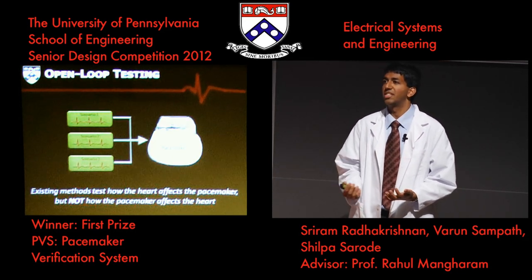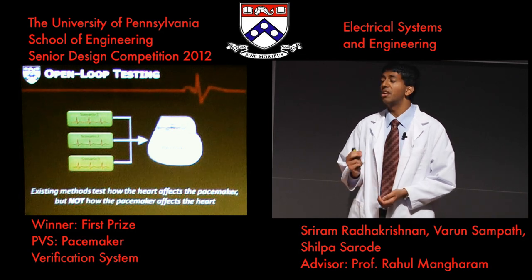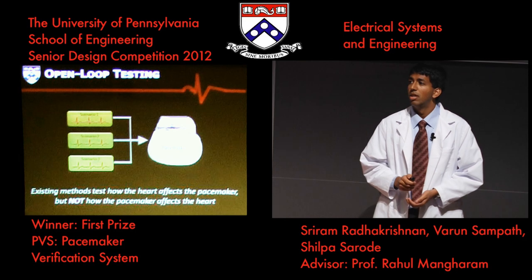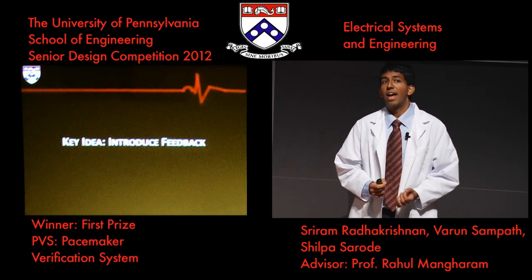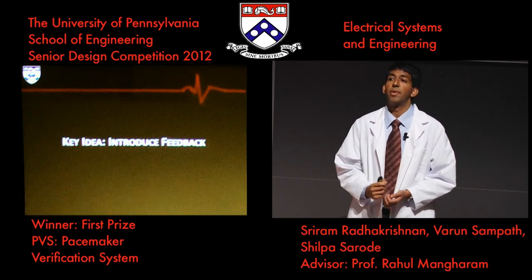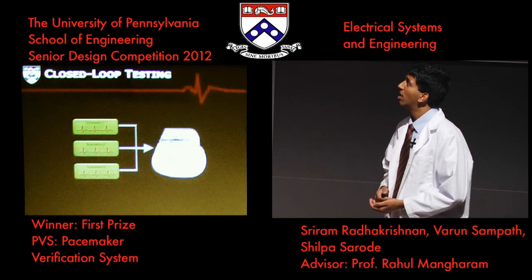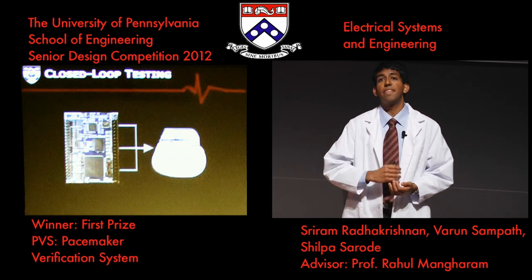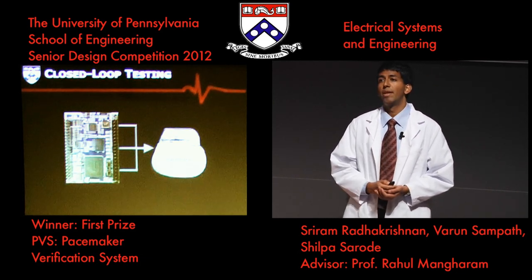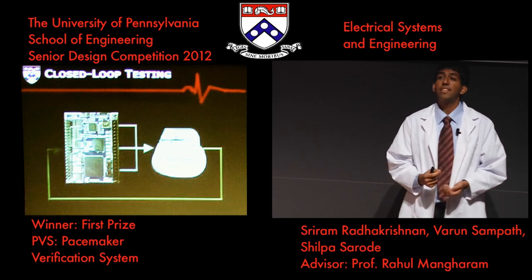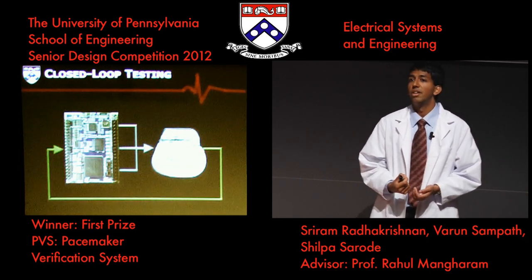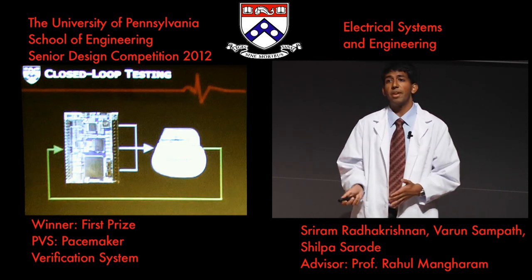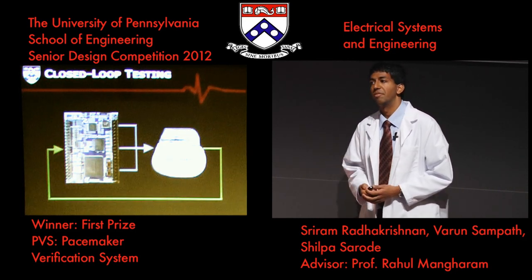So how do we catch, for example, a problem where the pacemaker incorrectly paces the heart, incorrectly puts the heart into an unsafe state? The key idea here is to introduce feedback. We want to see exactly how the pacemaker affects the heart. We do that in two steps. First is to use our heart on a chip to actually send these various heart scenarios to the pacemaker. The second step is then to feed the output of the pacemaker back into the heart. Thus, this creates our closed-loop testing system, so we can see how the heart affects the pacemaker, and how the pacemaker affects the heart.